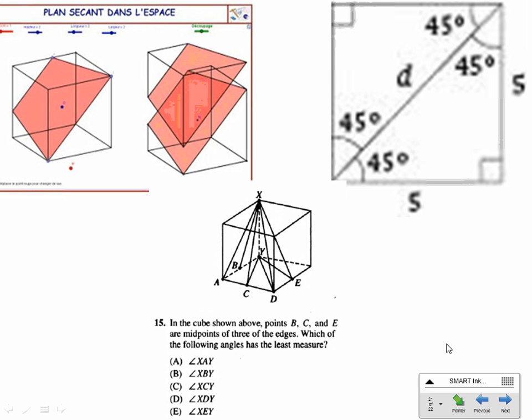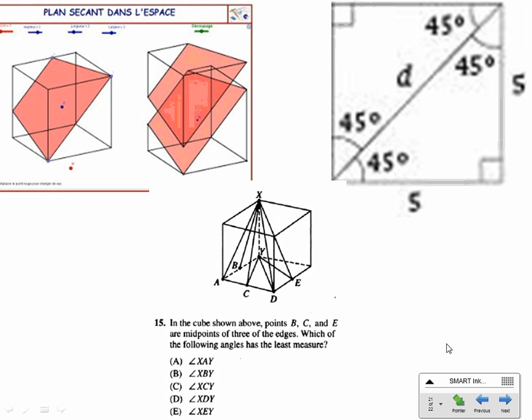Okay, so I want to go over this question because quite a few students have not encountered this concept before, so they find this question to be challenging. This is question 15 in test 9, section 8, and it's one of the last few math problems in this section. The question reads: in the cube shown above, points B, C, and E are midpoints of 3 of the edges. Which of the following angles has the least measure?